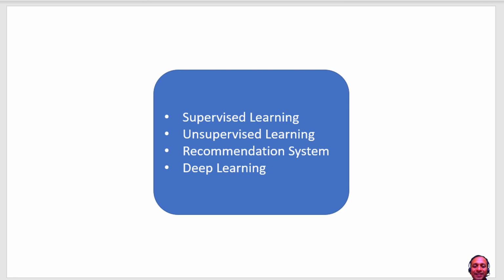Let us understand different types of machine learning. Within machine learning, we have multiple types. Out of these, supervised learning, unsupervised learning, recommendation system, and deep learning are where we use it predominantly. Let us see in detail what all these learnings are and how they work.